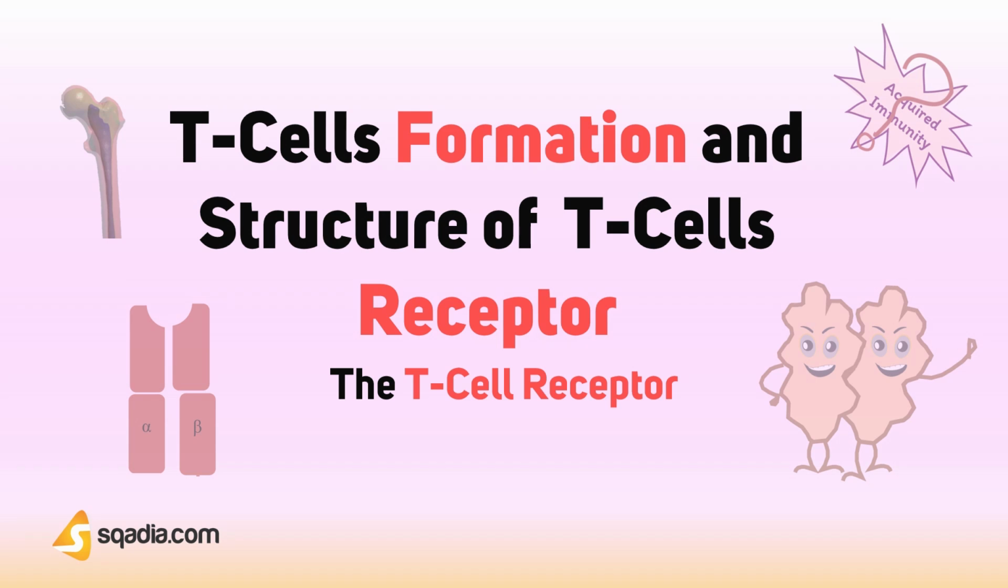In this session, we will talk about the T-cells formation and basic structure of T-cell receptor. The process of formation of T and B lymphocyte is called lymphopoiesis. Lympho means lymphocytes, which are T and B cells, and poiesis means formation.